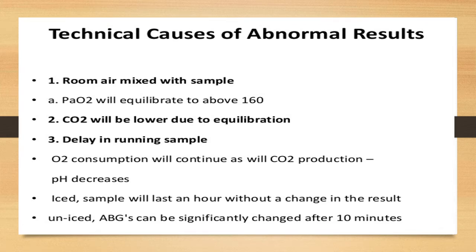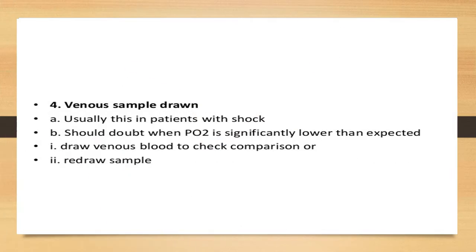Coming to the technical causes of abnormal results. First, room air mixed with the sample: PO2 will equilibrate to above 160, and carbon dioxide will be lower due to equilibration. With delay in running the sample, oxygen consumption will continue as well as carbon dioxide production, and pH decreases. An iced sample will last an hour without a change in the result, and an un-iced ABG can be significantly changed after 10 minutes. And in case a venous sample is drawn, usually in patients with shock, you should doubt it when PO2 is significantly lower than expected. Draw venous blood for comparison or redraw the sample.